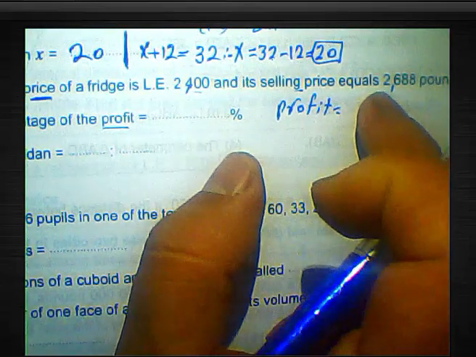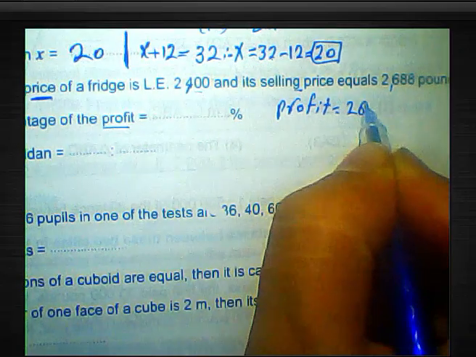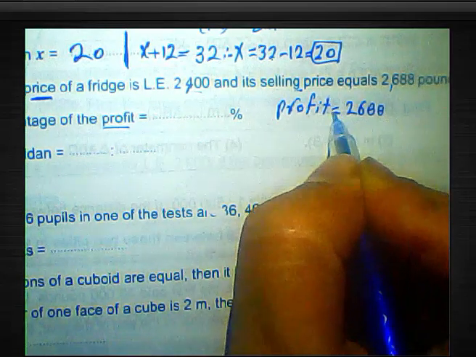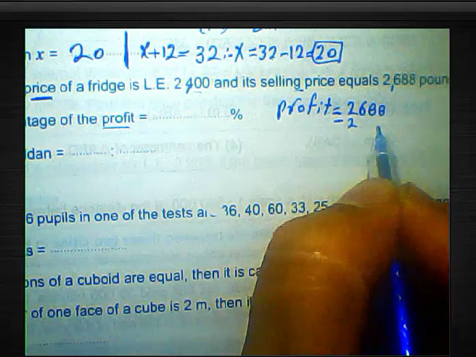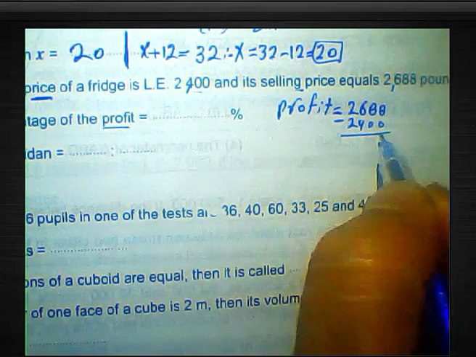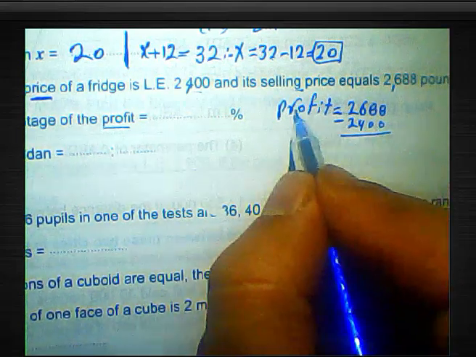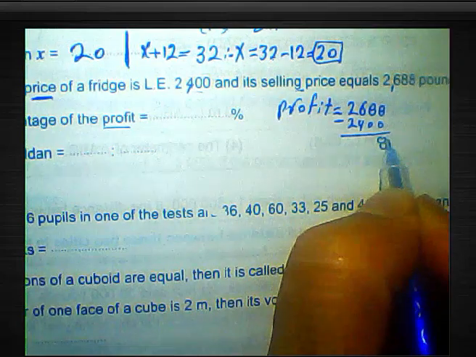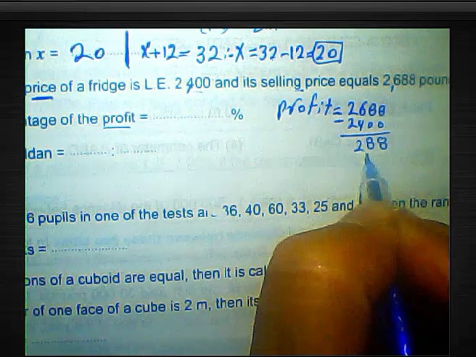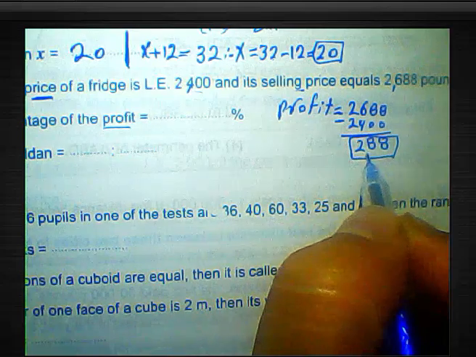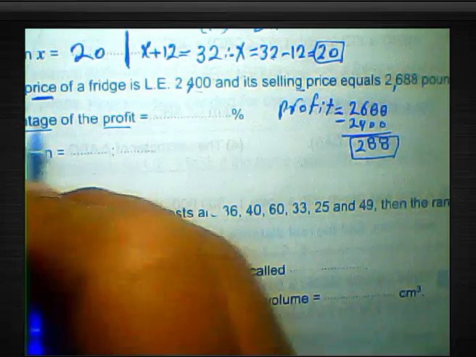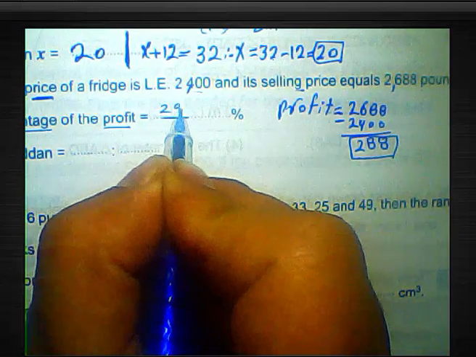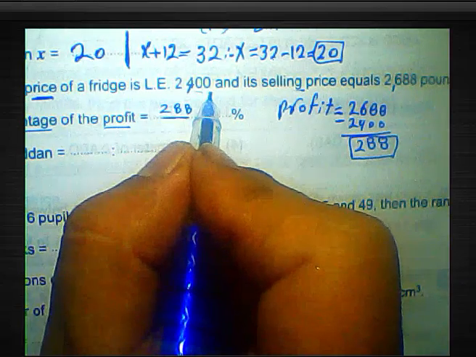Here, first the total, 2,688 subtract 2,400 to find the profit. 8 minus 0 equals 8, 8 minus 0 equals 8, 6 minus 4 equals 2, so the result will be 288. So the percentage of the profit will be 288 over the price.